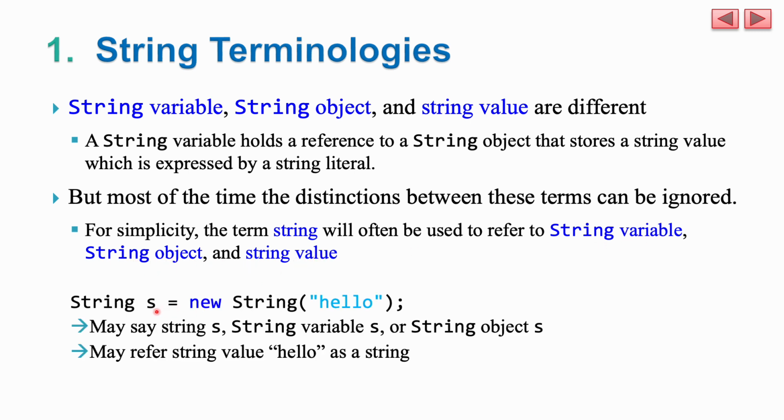For example, given this declaration of variable s, we may refer to s as a string or string variable or string object. So we can say string s or string object s or string variable s. We may also refer to the string value hello simply as a string.